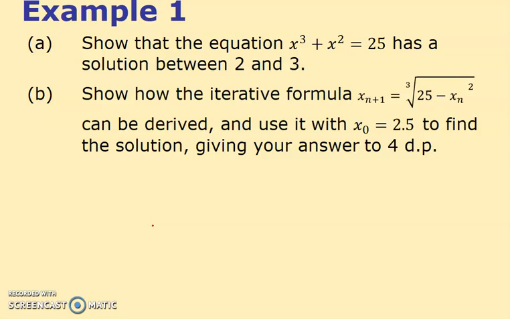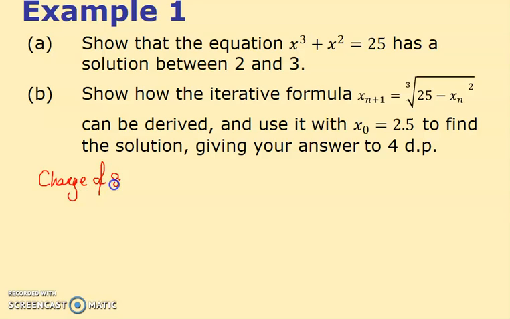So let's have a look at an example and see what we can come up with here. I've got 3 examples for you. So the first one says I've got an equation x cubed plus x squared equals 25, and it says show there's a root. Now this is the change of sign method. So for part A, I'm just going to try to change a sign.